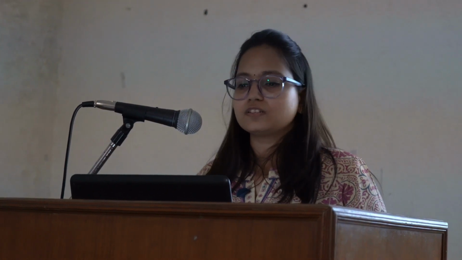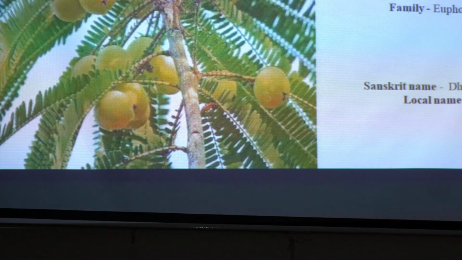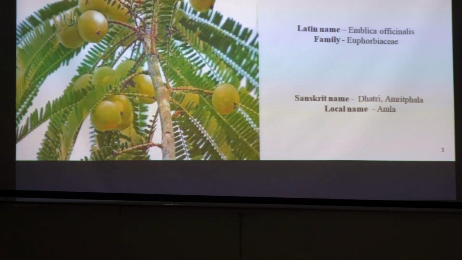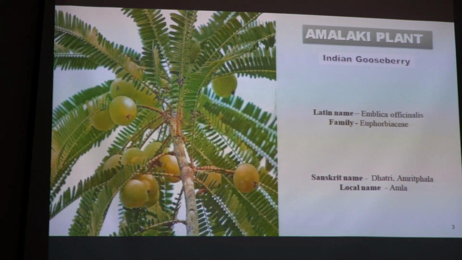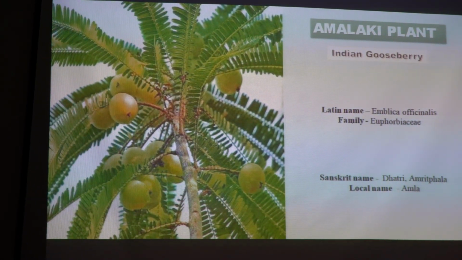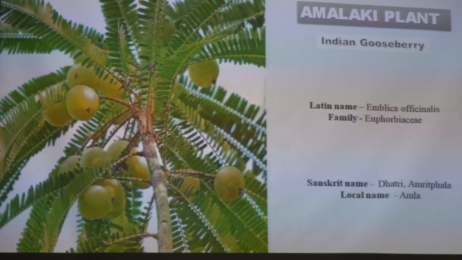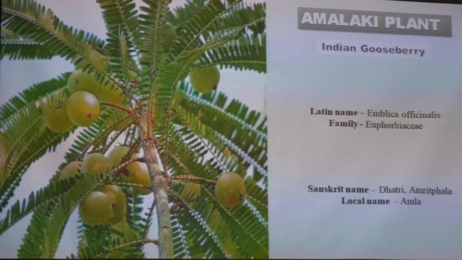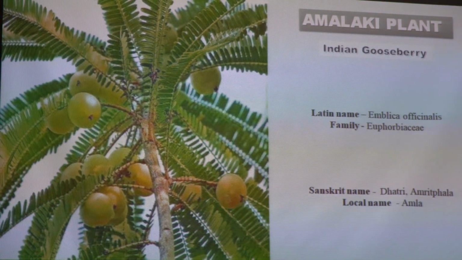Let's begin with our first drug, herbal drug, Amalaki. The Indian gooseberry. Its Latin name is Amalaki officinalis, family Euphorbiaceae. In Sanskrit, it is known as Dhatri because it nourishes like a mother. And it is also known as Amrit Phala because of its benefits. In local language, it is known as Amla. You must have heard about this plant.